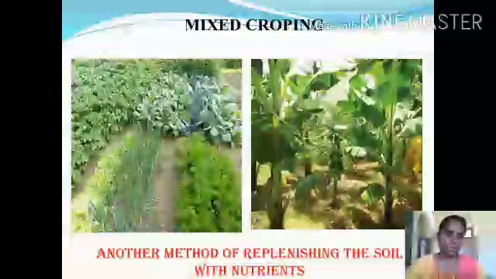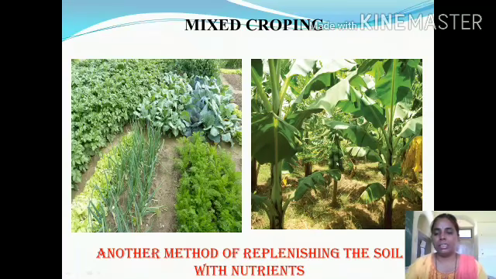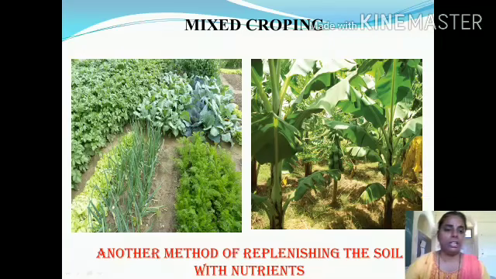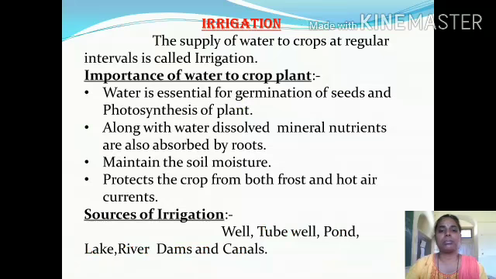See, this is mixed cropping. Here, different vegetables are grown together in one field. See, potatoes are grown, different vegetables are grown, onions are grown in one field at a time. Here papaya is there, banana is there, different types of fruit yielding crops are grown in one field at a time. So this is mixed cropping, so that the different crops may get different nutrients from the soil and grow healthy. This is another method of replenishing soil with the nutrients.